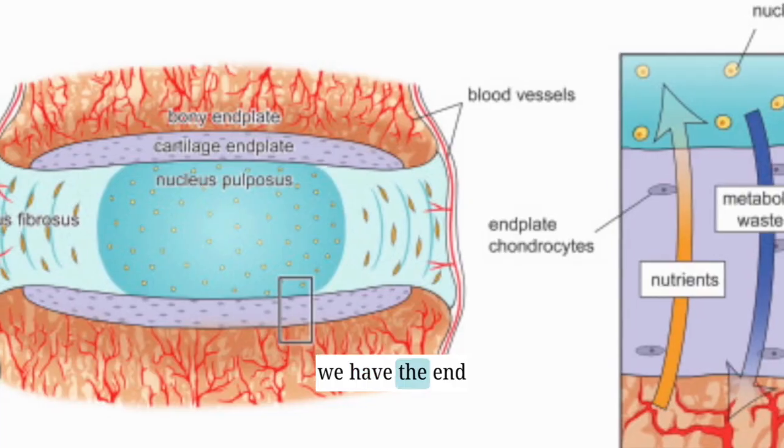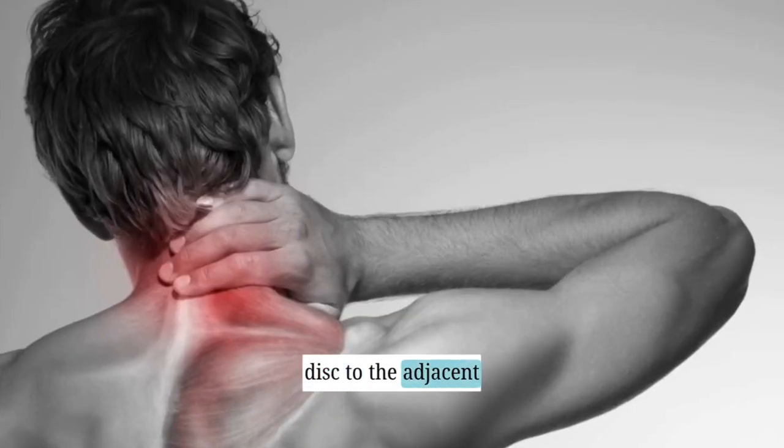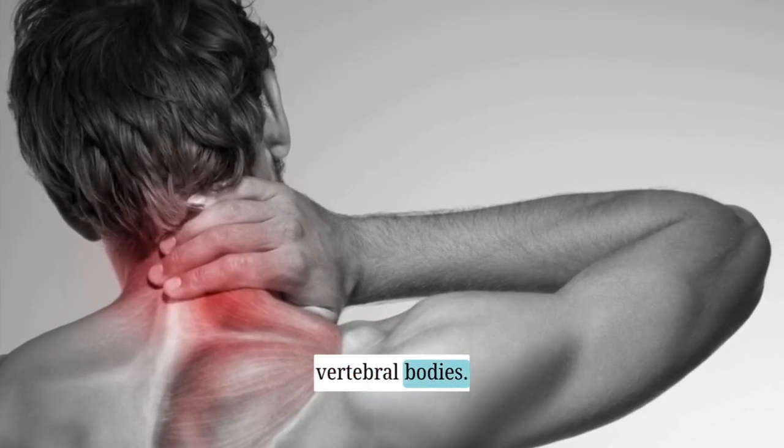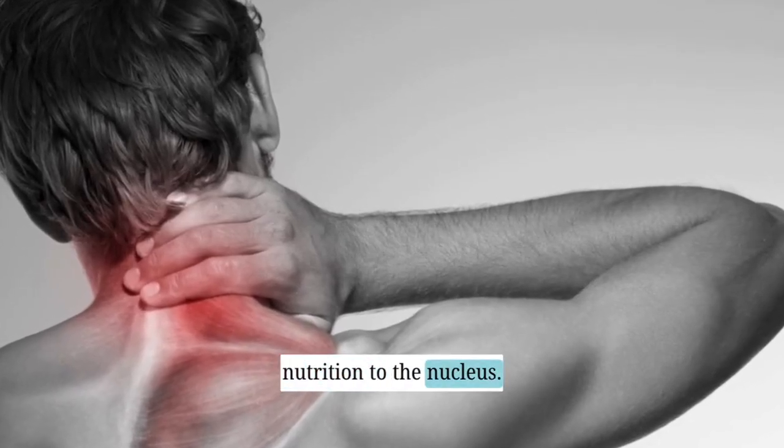Then thirdly, we have the end plate. That is a thin layer of cartilage, and it attaches the disc to the adjacent vertebral bodies. It also enables nutrition to the nucleus.